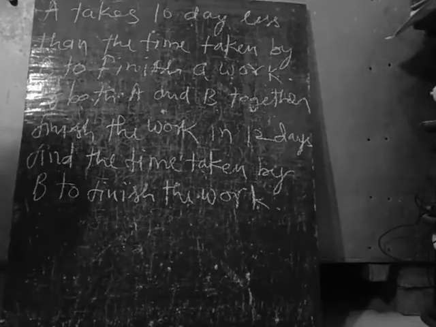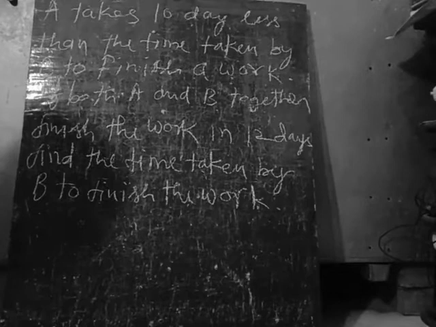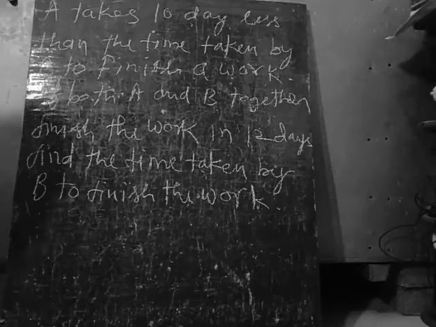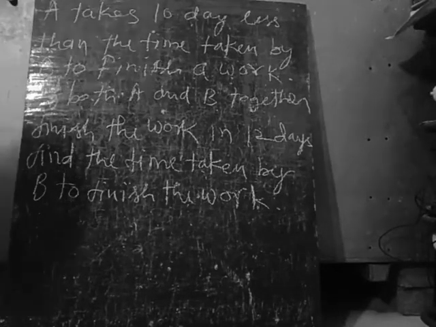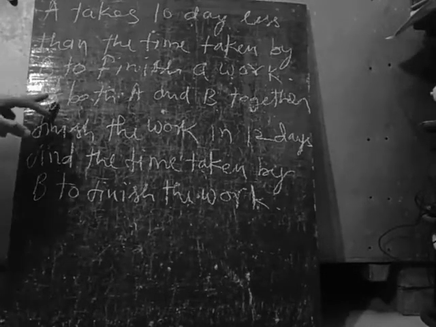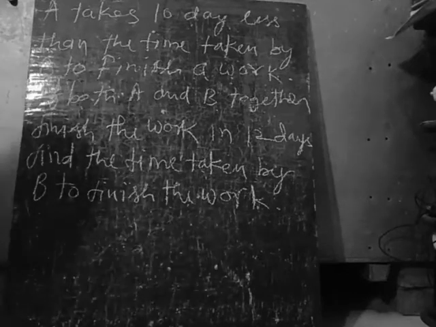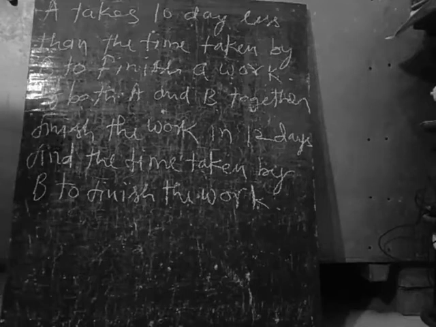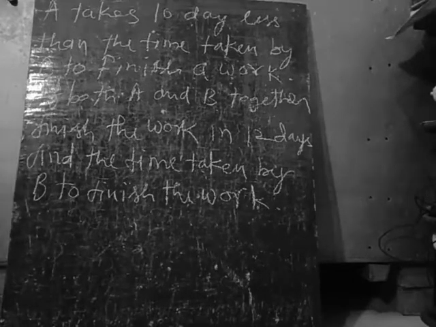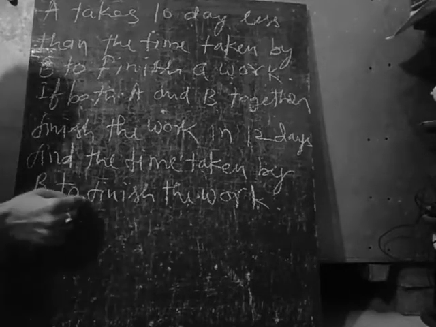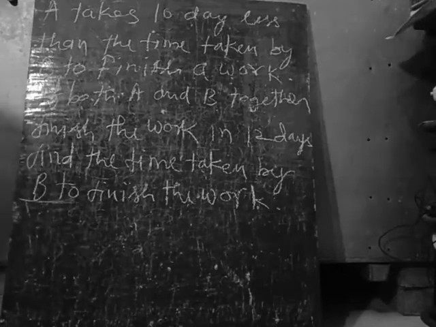Good morning, class. Again, we are here with some more problems based on quadratic equations. Let us take this question now. A takes 10 days less than the time taken by B to finish a work. If both A and B together finish the work in 12 days, find the time taken by B to finish the work. Here, we are required to find the time taken by B to complete the work.